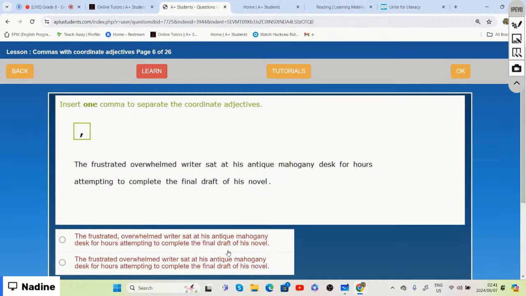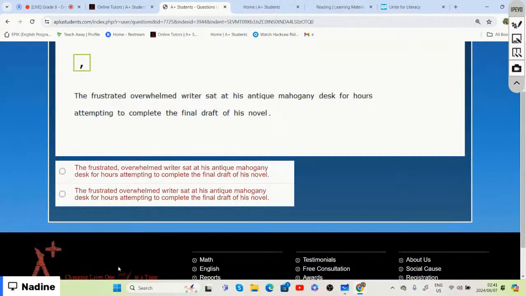And if we were to add our commas, the frustrated, overwhelmed writer sat at the antique mahogany desk for hours attempting to complete the final draft of this novel. So if we were to add a comma, we would put our comma after frustrated.